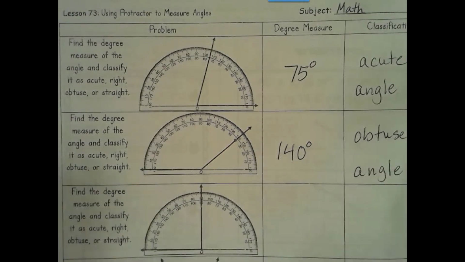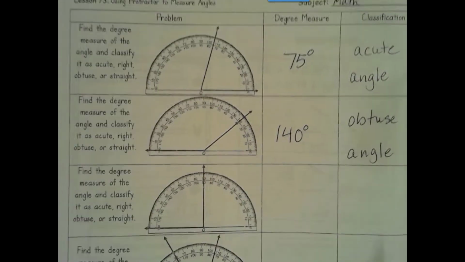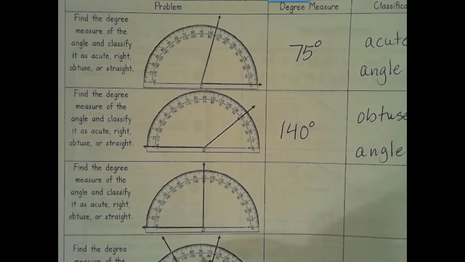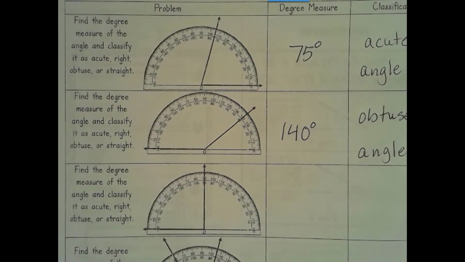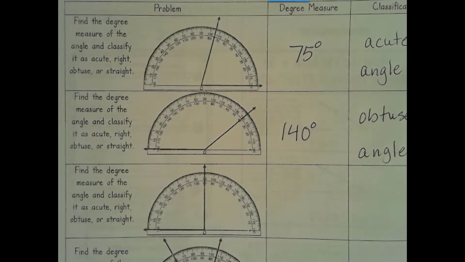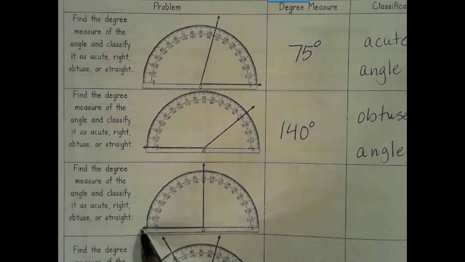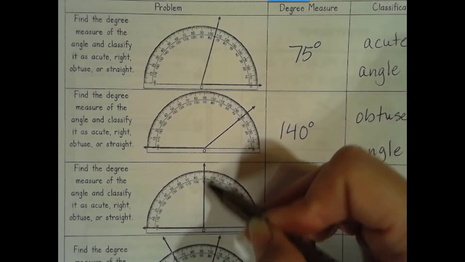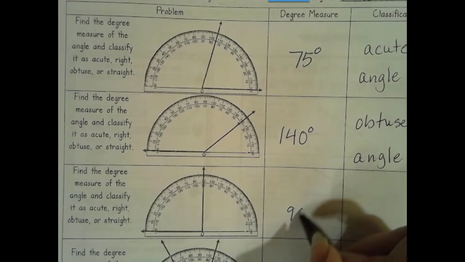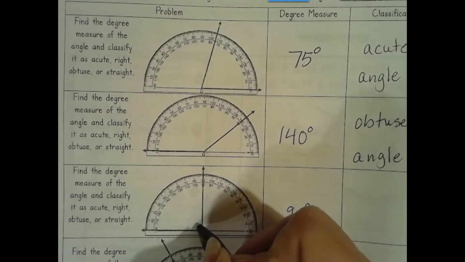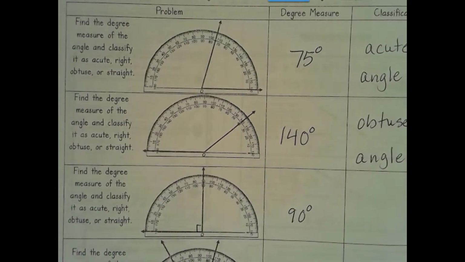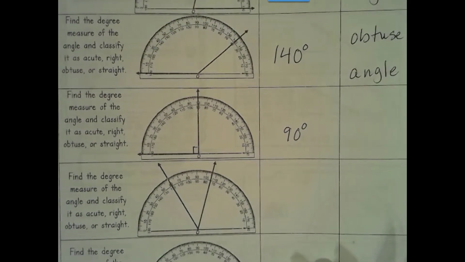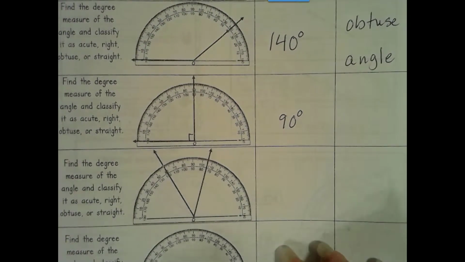Okay, and then this next one right here, we have that vertex right at the center point, and then we're lined up on this side, crosses here, but it doesn't matter which side we're lined up on because both of these are 90 degrees. This is our very important and special right angle. Very, very important to know.